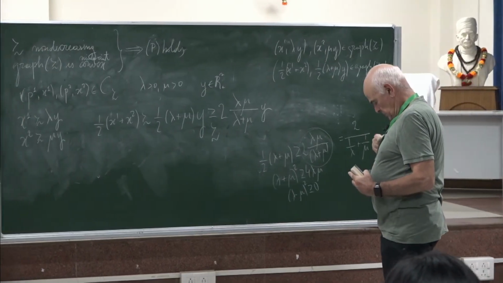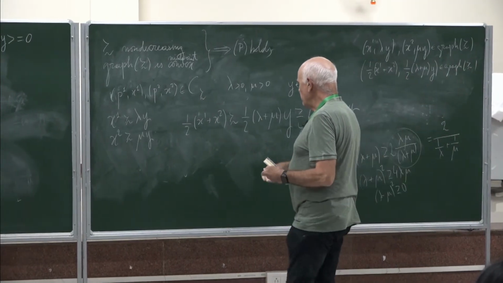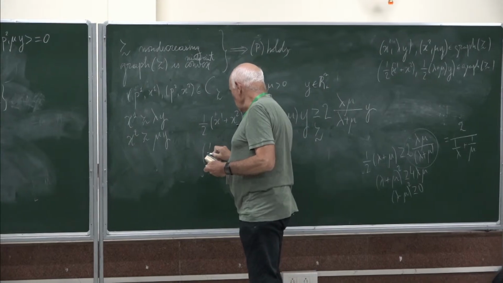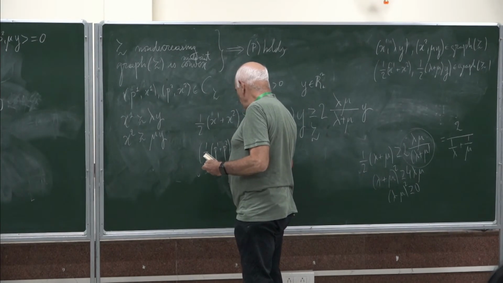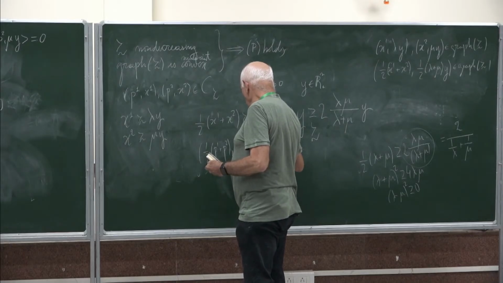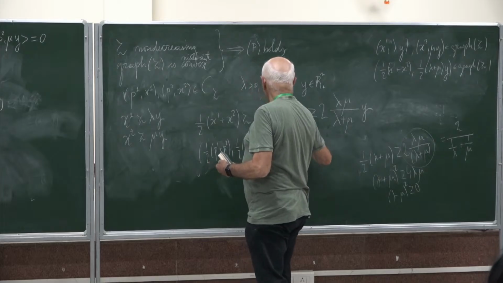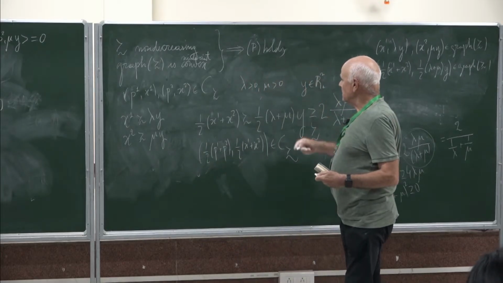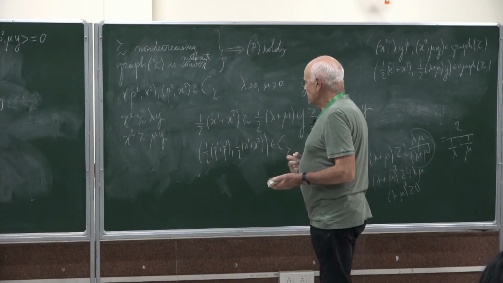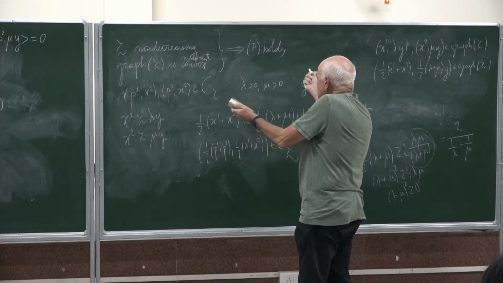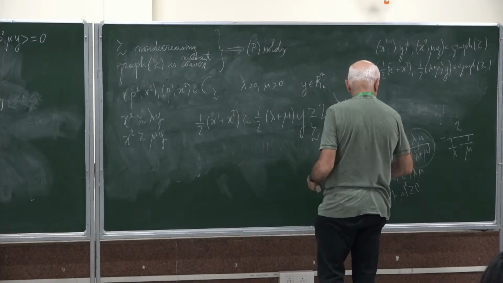And this shows, can you still hear me? Yes. So this shows that the pair 1/2 (P1 plus P2), 1/2 (x1 plus x2) is in our set C. So our set C is convex, but actually we just needed to know that property P holds, and this was already proved here.